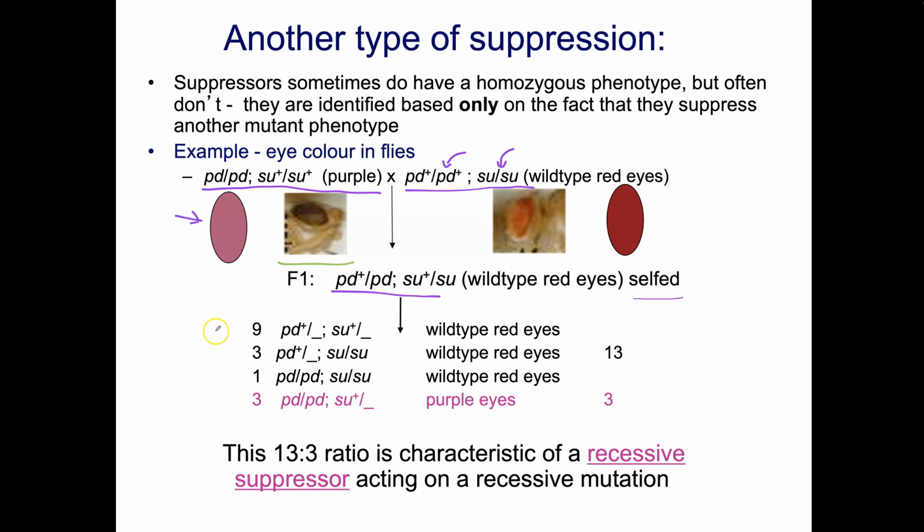And we get, of course, 9/16 that are wild type for both, 3/16 that are wild type for the purple but mutant for the suppressor. So these are also going to be wild type.